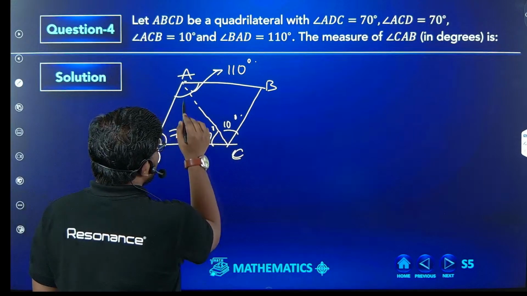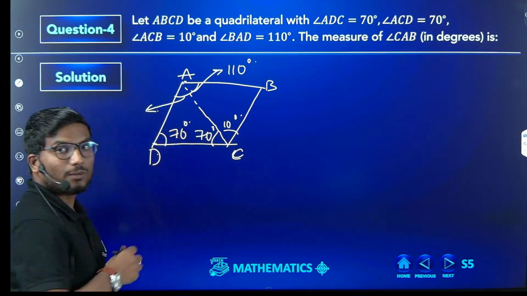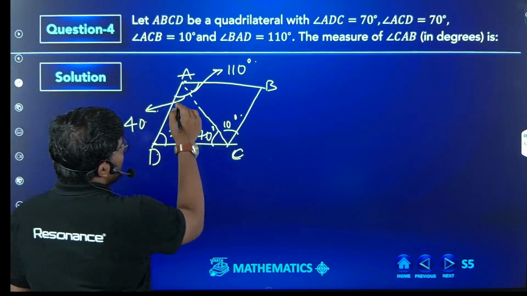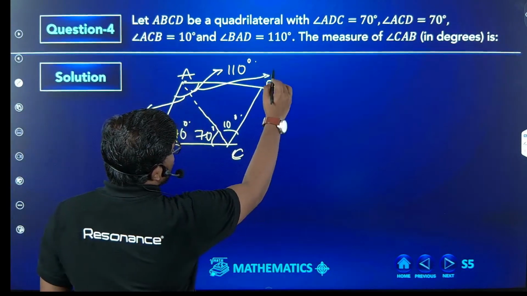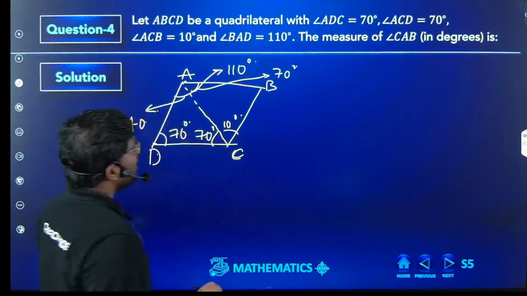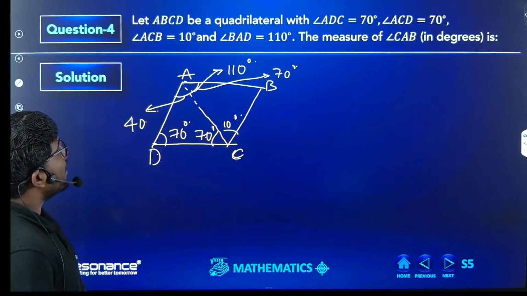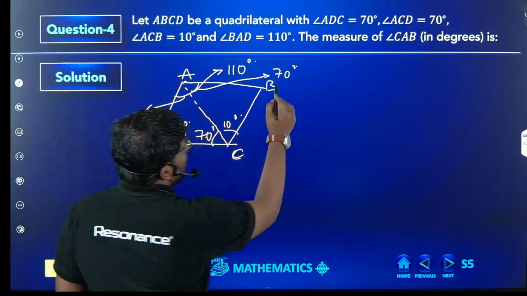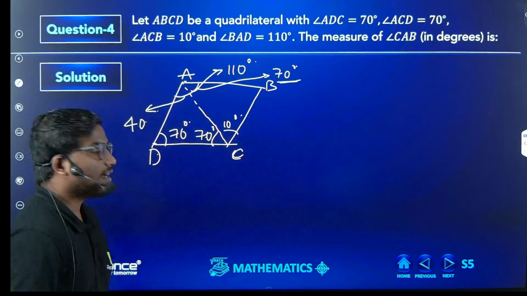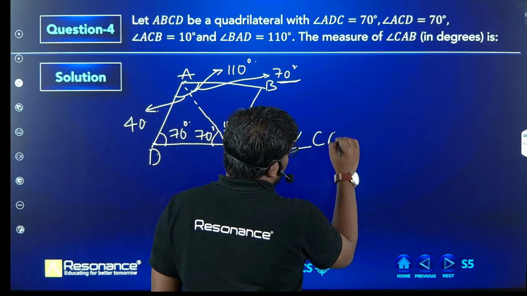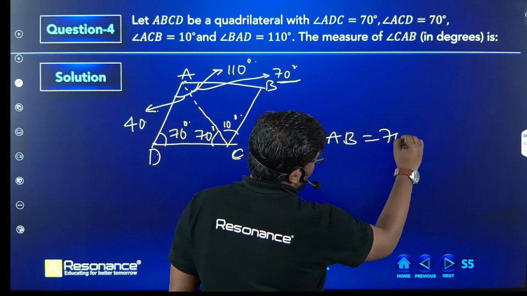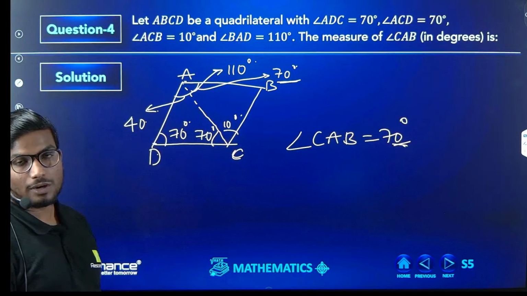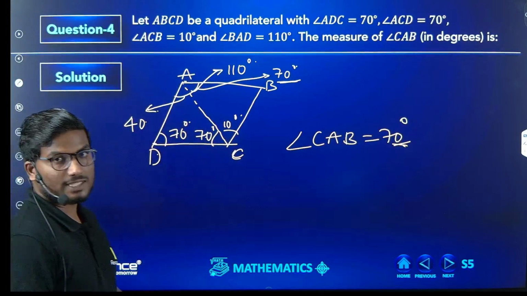Since this is 70 and 70, this is going to be what? 180 minus 70 plus 70, so this is 40. Since this is 40, this part is 70 degrees. Alright? So this part is 70 degrees, whereas CAB. So it is very obvious that the answer is already clear. So this question is from geometry, but it's a very simple question.